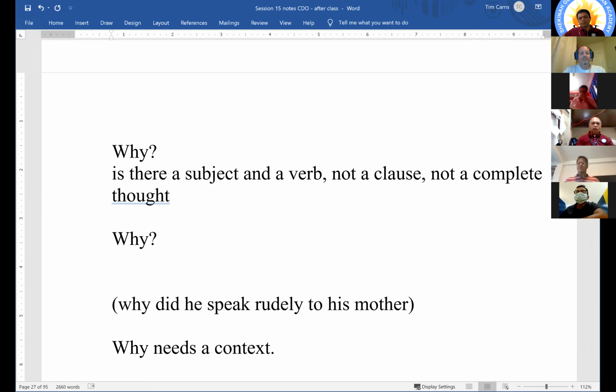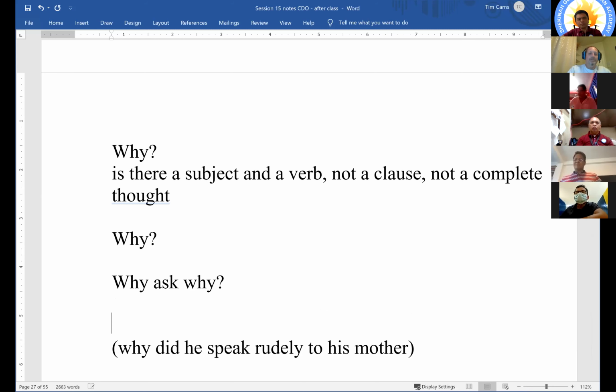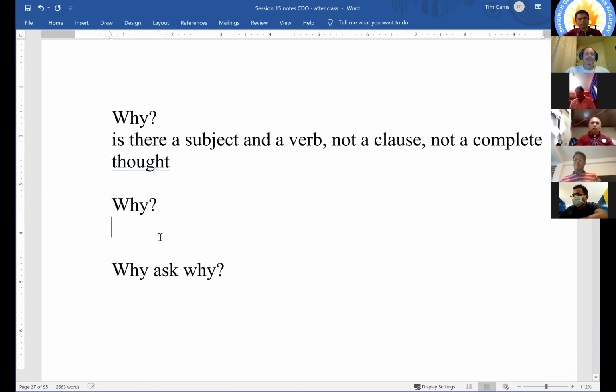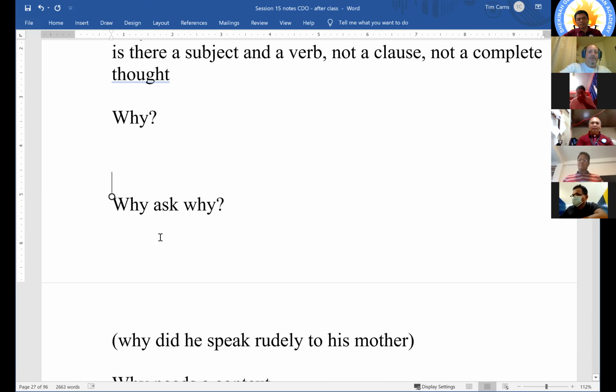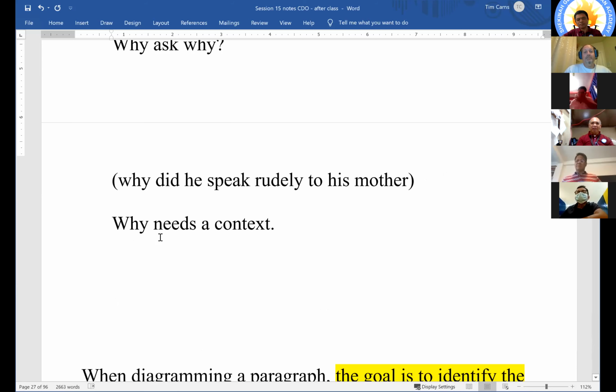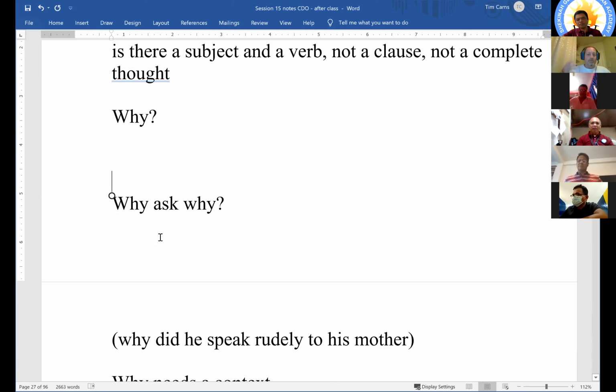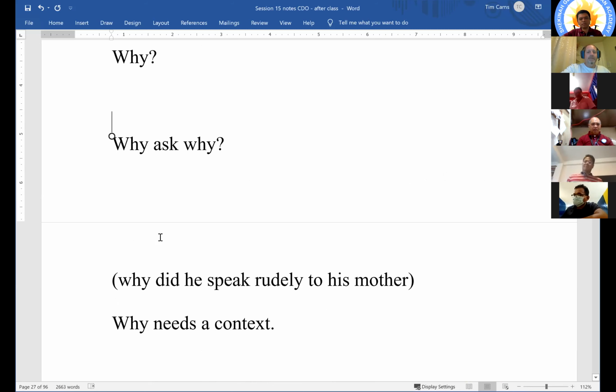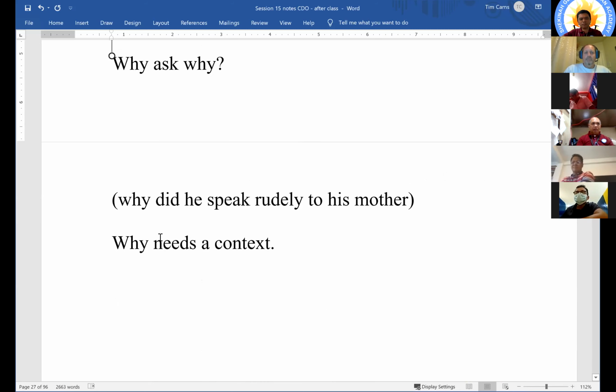Yes. Now, there was a famous bumper sticker that I saw years ago when I was a kid. Why ask why? I have no idea what it meant. But anyway, why by itself is a question, but there's no understanding without a context. It needs a context to be able to answer. Michael, does that make sense? I'm just clarifying that for everybody.